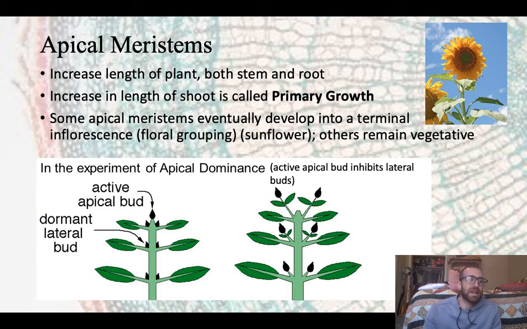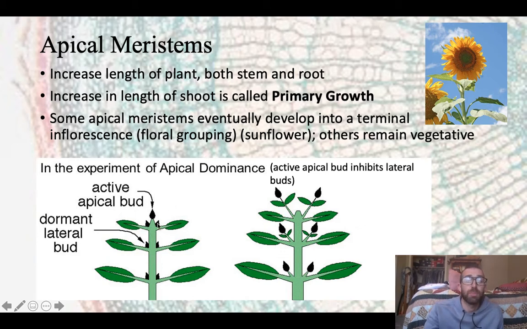Another kind of interesting aspect of our apical meristems is that they display dominance, apical dominance. So when you have an active apical bud growing in your shoot, as this stem is growing, it's also producing other buds, and those buds are dormant tissue that can develop into other shoots or leaves. But as this apical bud is present, it produces a hormone, which we'll talk about, that prevents the active growth of these buds. It keeps them dormant.